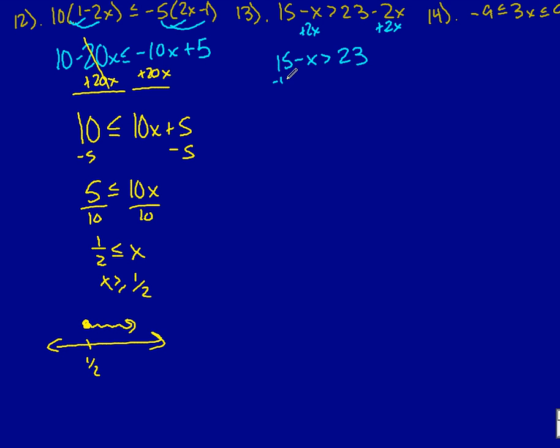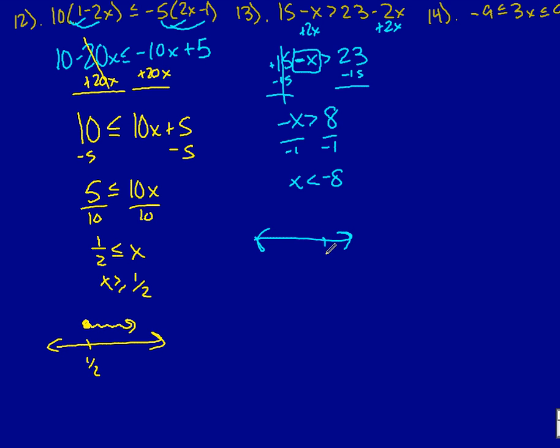From here, I'm going to subtract 15 from both sides. Be careful, that's a minus x, but it's a positive 15. So subtract 15 from both sides. That leaves you with, this whole guy stays, negative x is bigger than 8. Divide by negative 1, so x is less than negative 8. I divided by a negative, I better flip that sign, which I did.